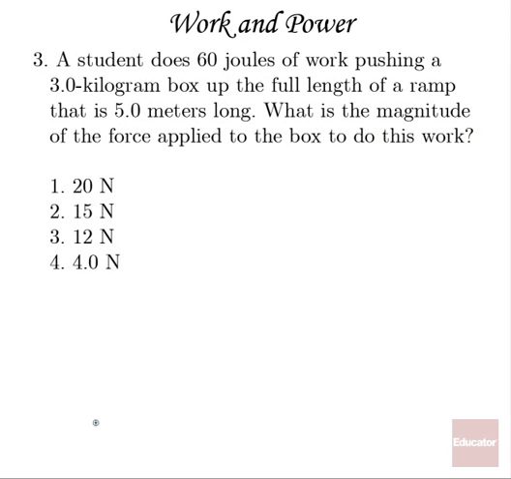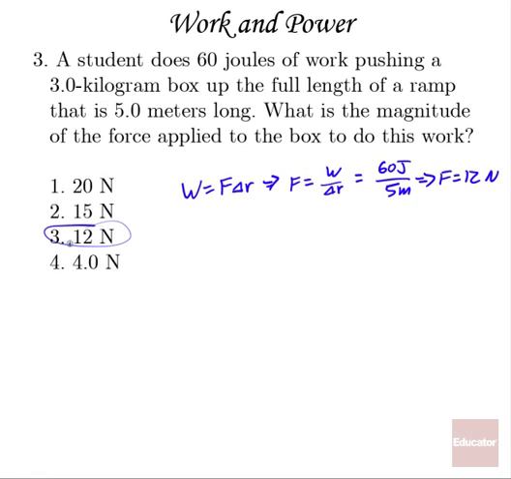Number 3. A student does 60 joules of work pushing a 3-kilogram box up the full length of a ramp that is 5 meters long. What is the magnitude of the force applied to the box to do this work? Well, work is going to be force applied times the distance over which it's applied. So, if we're looking for the force, that's going to be the work divided by the displacement. The work done was 60 joules. The displacement was 5 meters, therefore our force must be 12 newtons. Answer number 3.